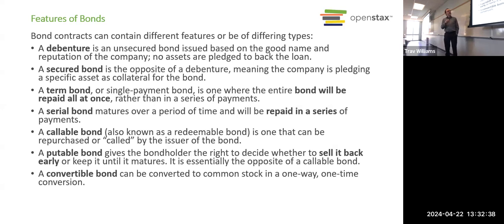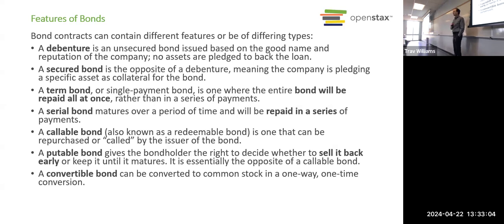All right, then we have term bonds versus serial bonds. A term bond gets repaid, the principal gets repaid at one point in time. With a serial bond, you're getting payments along the way. It's a series of payments. Then we have a callable bond versus a puttable bond.